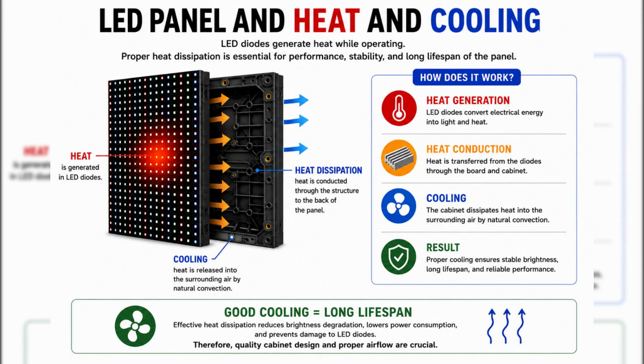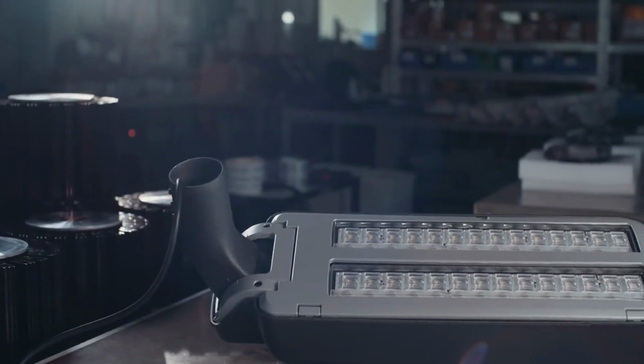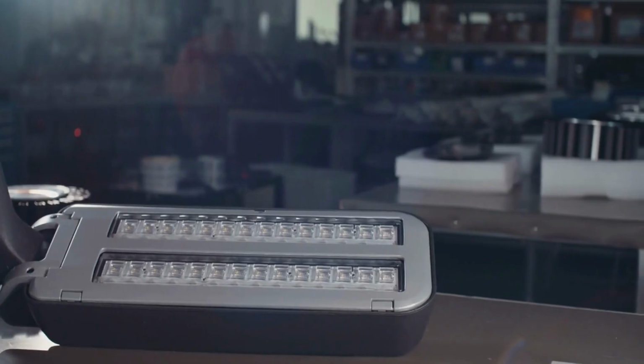Because of this, modern LED displays use advanced thermal management systems. Smaller displays often rely on passive cooling using metal structures that spread heat away from the panel, while large commercial LED walls may use active cooling systems with fans and specialized heat-dissipating materials.